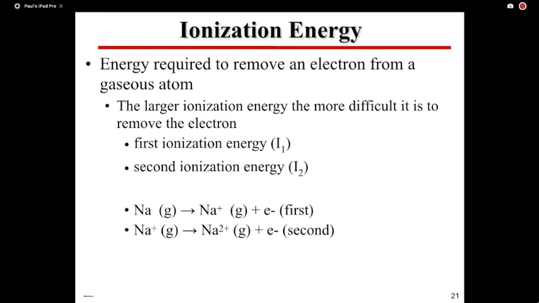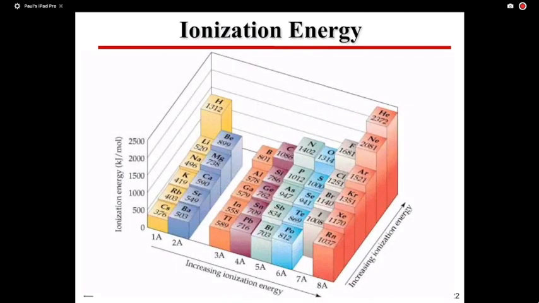Now, the trend I'm going to show you is the first ionization energy. What happens across the periodic table taking electrons away the first time? All right, so what is the trend? As I go from left to right, it costs me more.